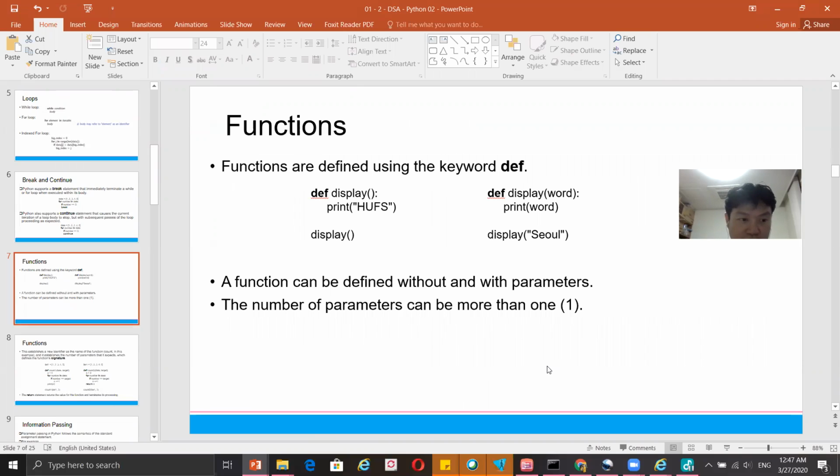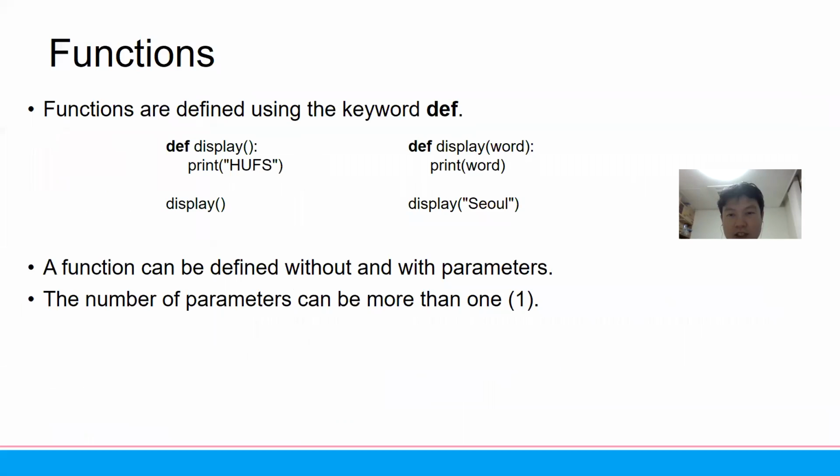Next is about functions. In Python, functions are the same as methods. If you learned Java before, you know methods. Now in Python, we say functions. Functions are defined using the keyword def. So def means define.